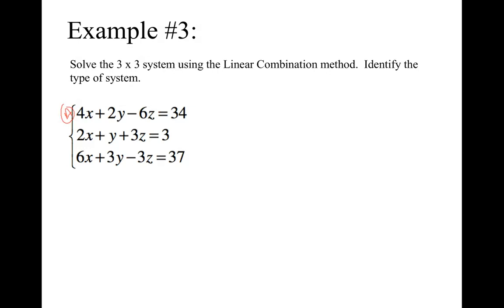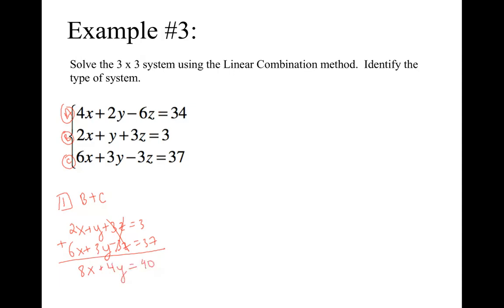Let's see. A, B, C. My step 1. I'm going to use B and C. I'm going to try to get rid of z. I think that's my nicest one to get rid of, in my opinion. So 2x plus y plus 3z equals 3, and 6x plus 3y minus 3z equals 37. I'm going to go ahead and add them because that will get rid of my z's. I'm just going to cross them out. 8x plus 4y equals 40.